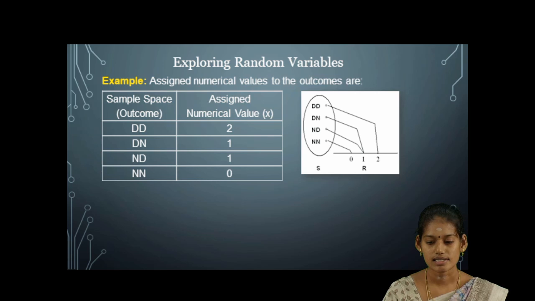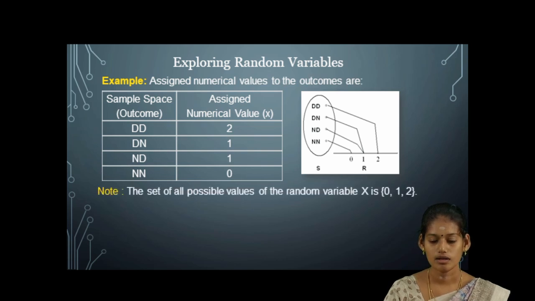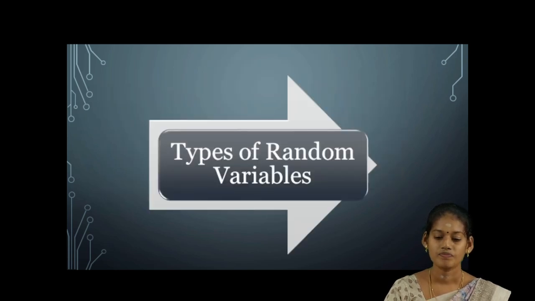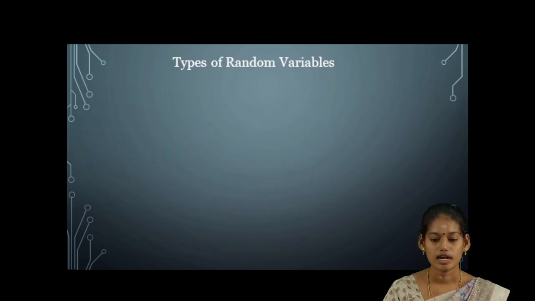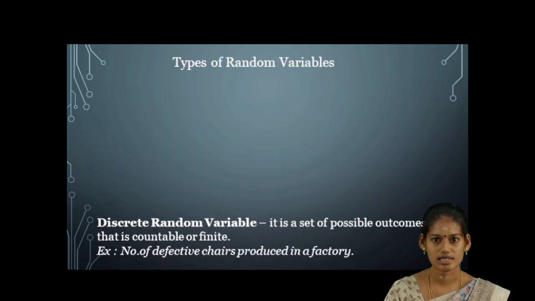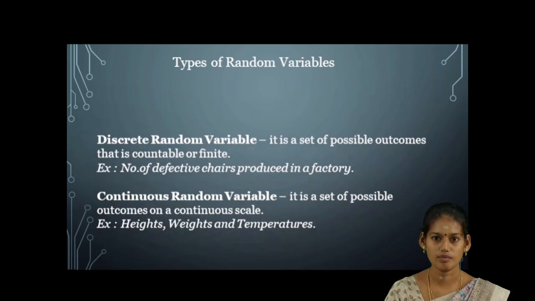Here, DD is assigned 2, DN and ND are assigned 1, and NN is assigned 0. So, the values of the random variable will be 0, 1, 2, and this is called the space of the random variable. And next we are going to see about the types of random variables. There are two types: discrete random variable and continuous random variable.